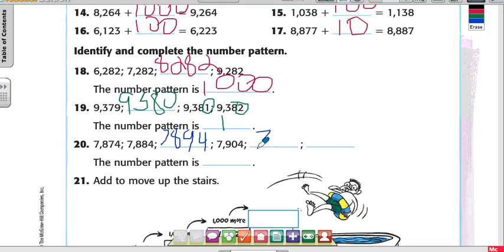Louder. 914. I'm adding 1 to the 0. Now I'm going to add 1 to the 1. What would be the next one? And 7,924. And the number pattern is I'm adding how much each time? 10.